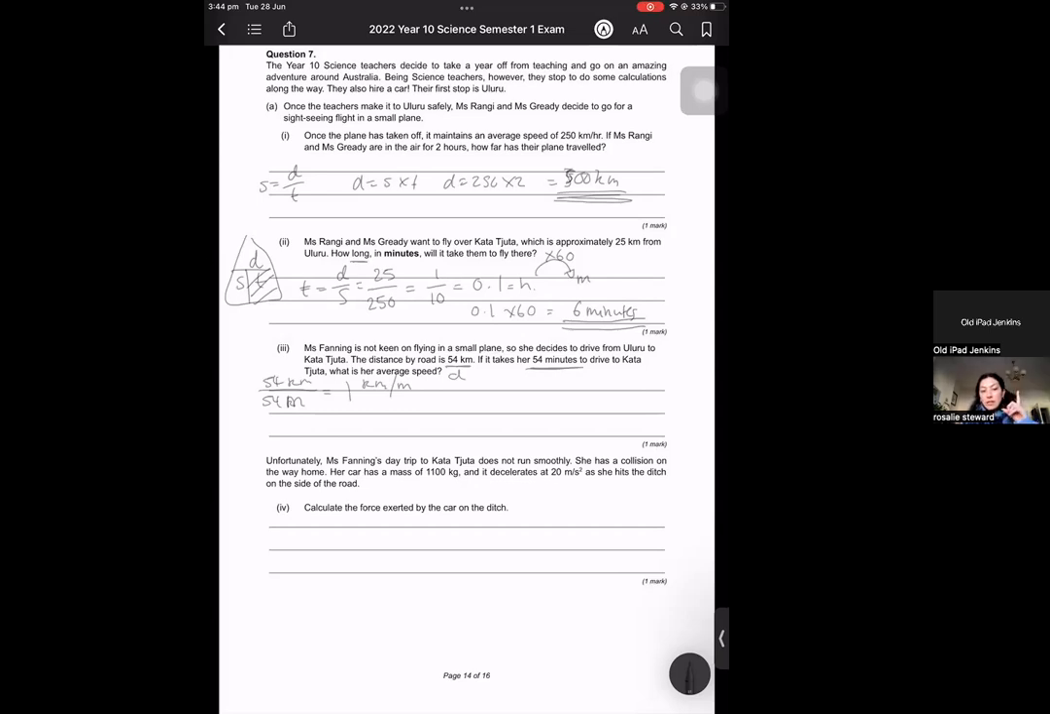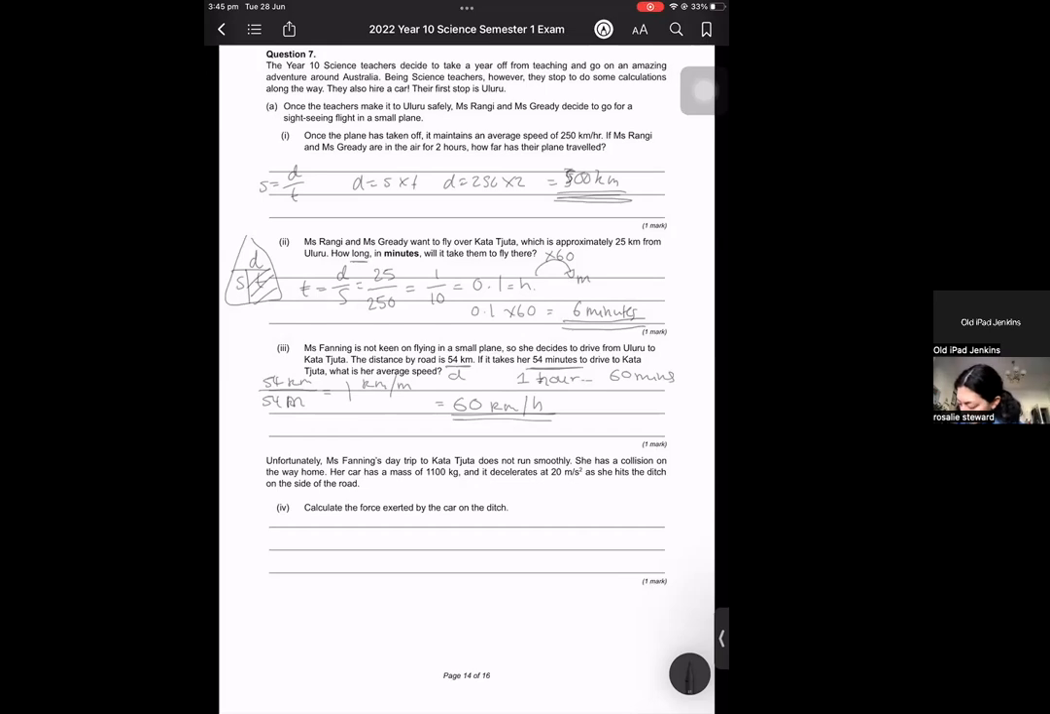So if every minute you go 1 kilometer, that means in 1 hour, 60 minutes, the speed here is 60 kilometers per hour. Okay, so just a little bit of common sense there. All right, so that's clear.